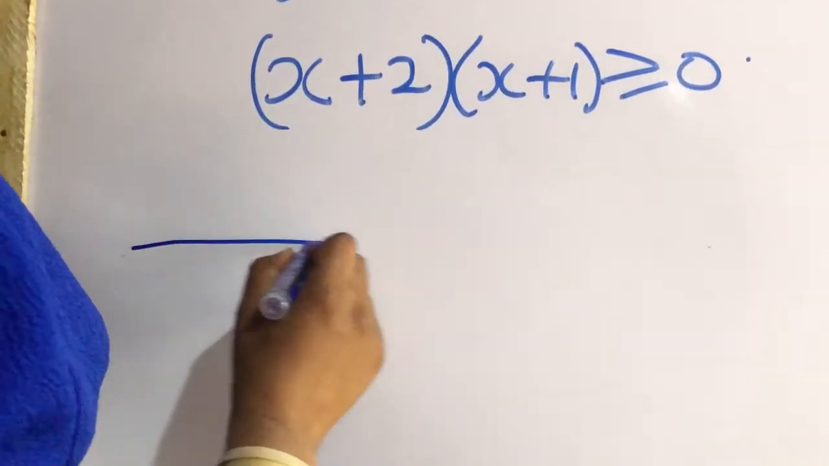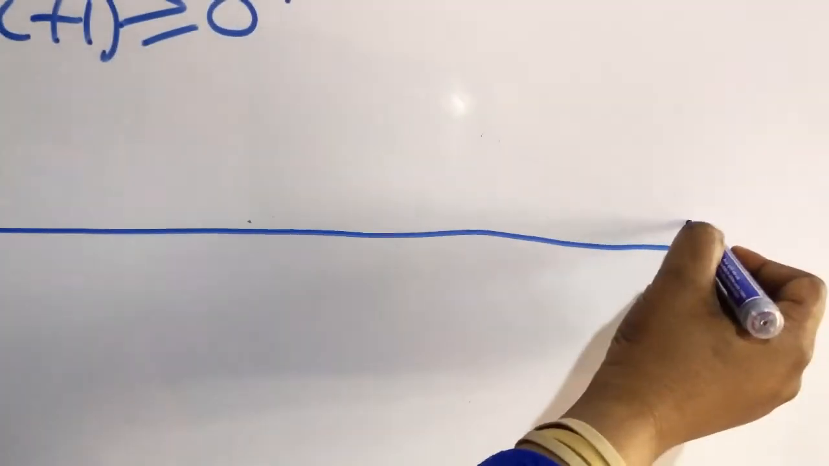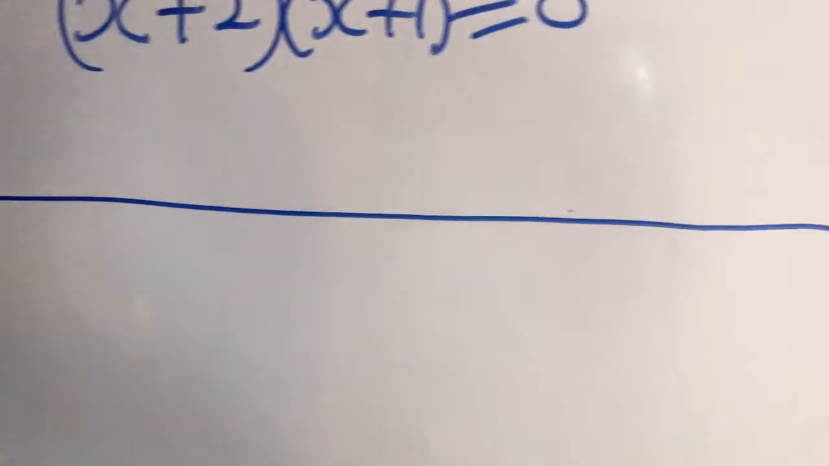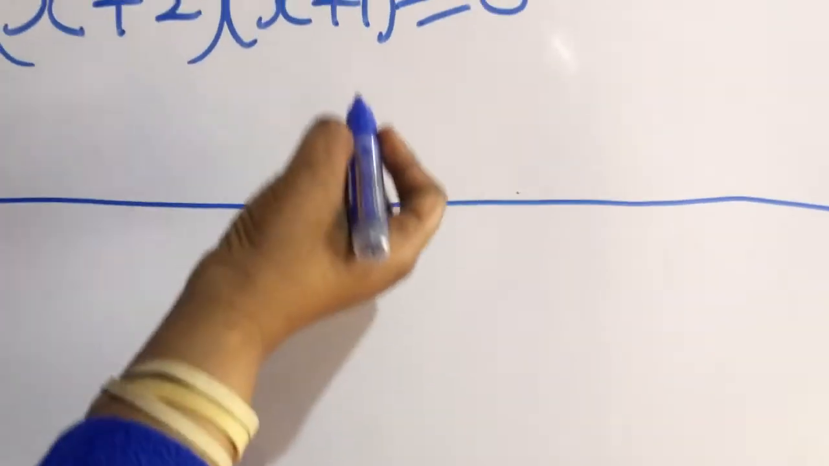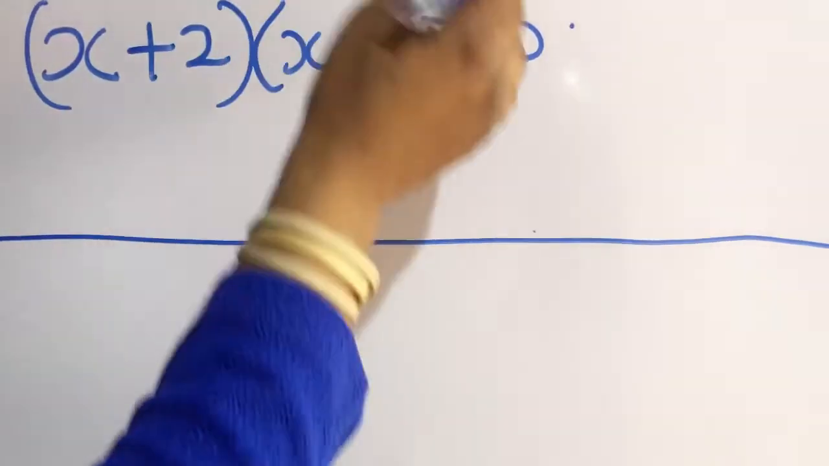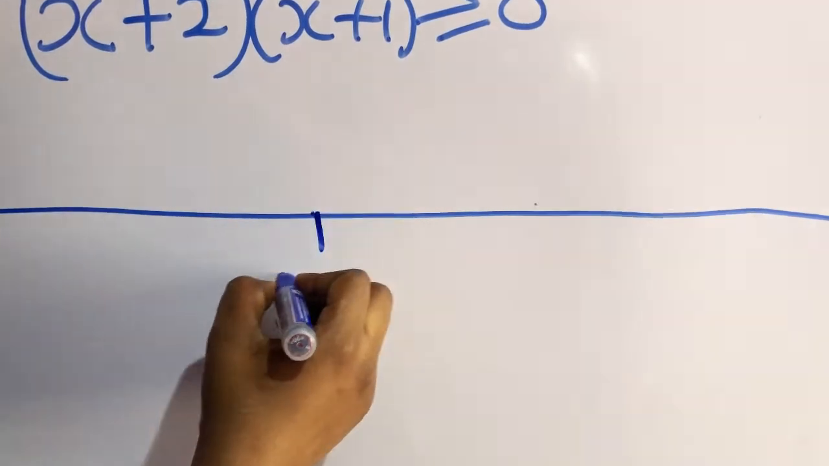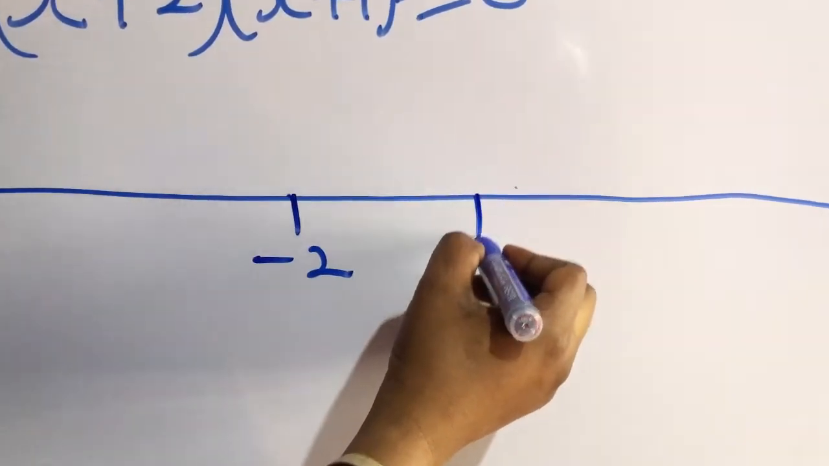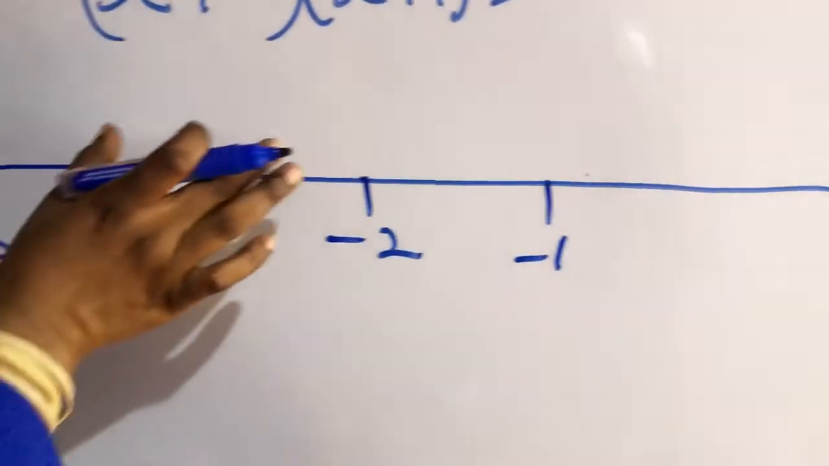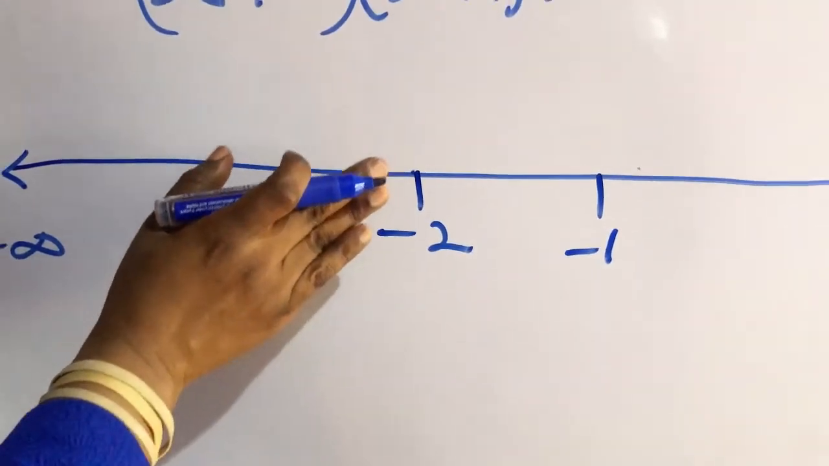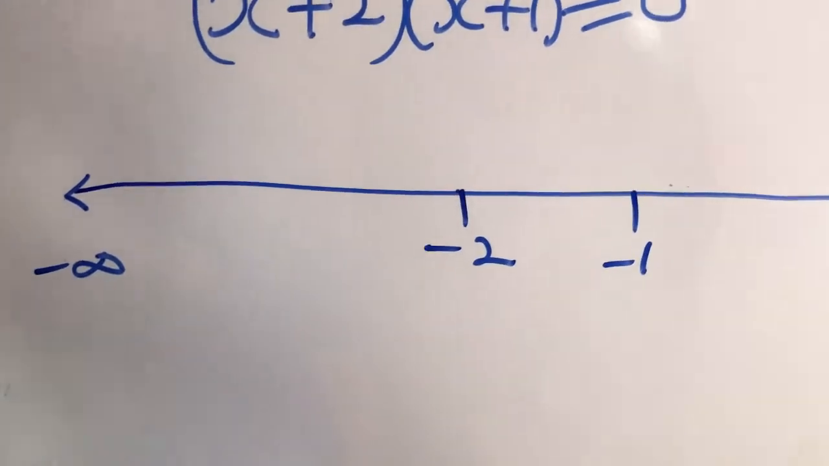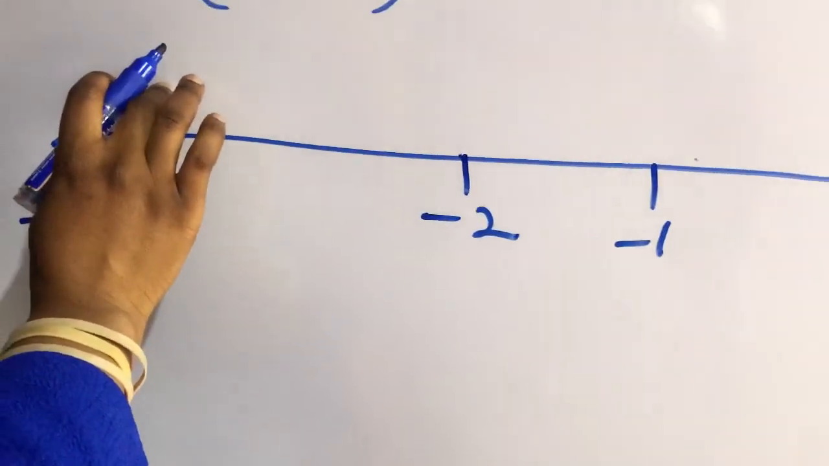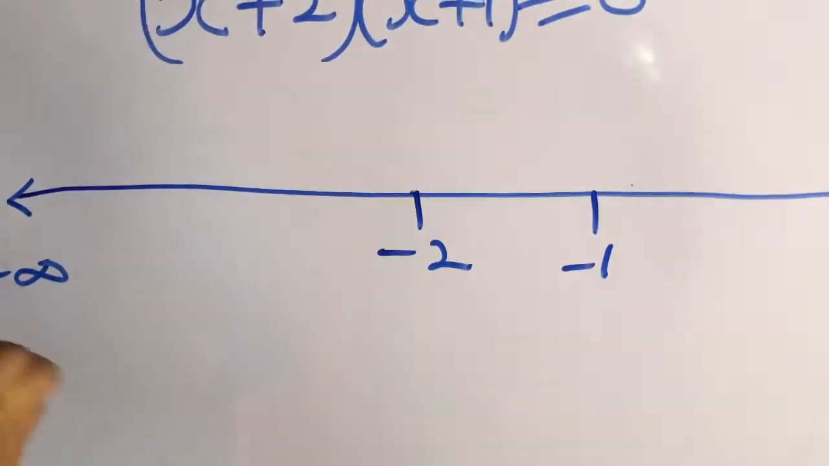So you use the number line to know those numbers that we can plug in and those numbers you cannot plug in. So here is positive infinity, here is negative infinity. So we need, with this one, minus 2, then minus 1. So let's take any number way from minus 2 till negative infinity. So let's take x to be equal to minus 4.